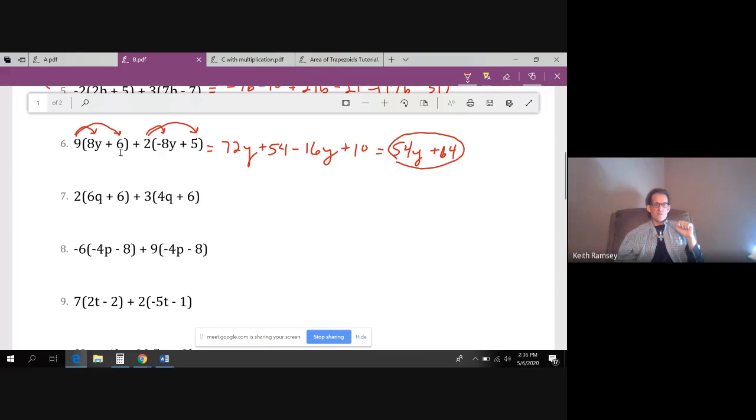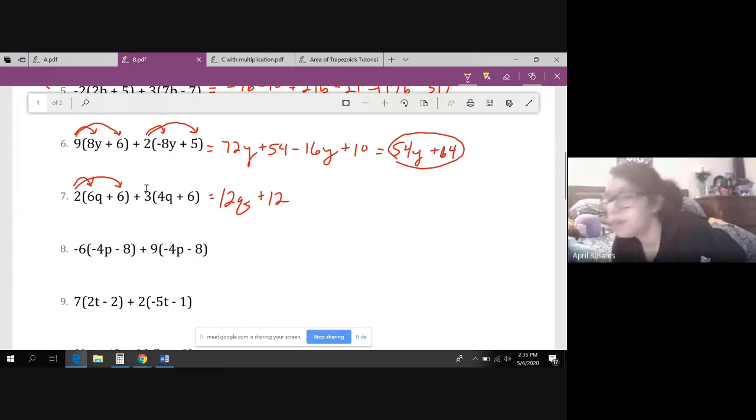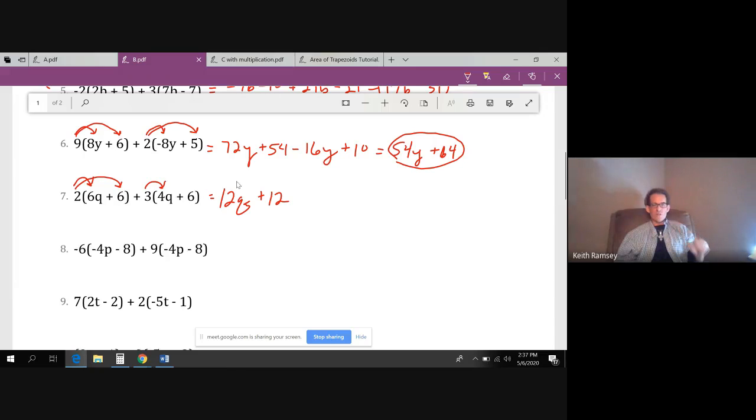Let's look at number 7. I have 2 times 6q. They're both positive. That's going to equal 12q. And then I have 2 times 6 is simply 12. Then I distribute 3 times 4q is 12q again.